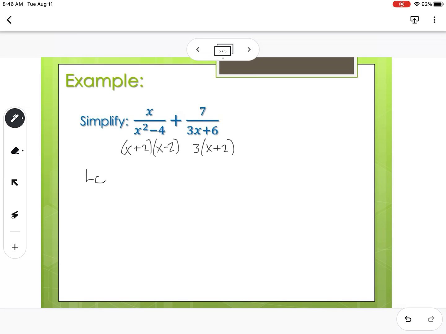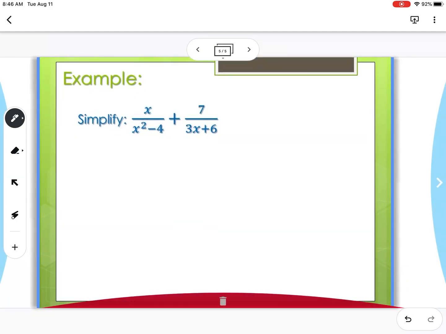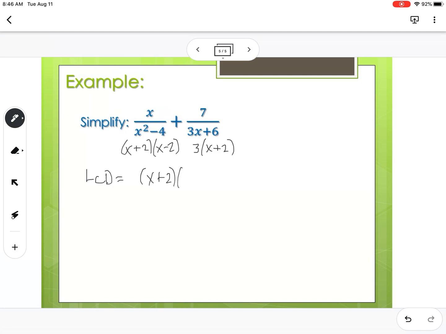Let's go ahead and make the LCD. First step, making the LCD, bring down the whole first denominator. So x plus 2, x minus 2. Okay, so now I look at my second denominator and I say, have I seen all this stuff before? Well, there's a 3. It's a loner of a 3. I haven't seen a 3 yet, so I'm going to write a 3 out front. Here's an x plus 2. I've seen an x plus 2 right there. I don't need another one. So this turns out to be my whole LCD, 3 times x plus 2 times x minus 2.